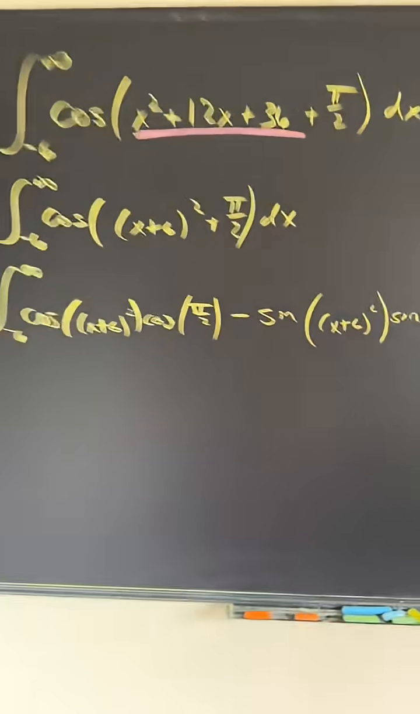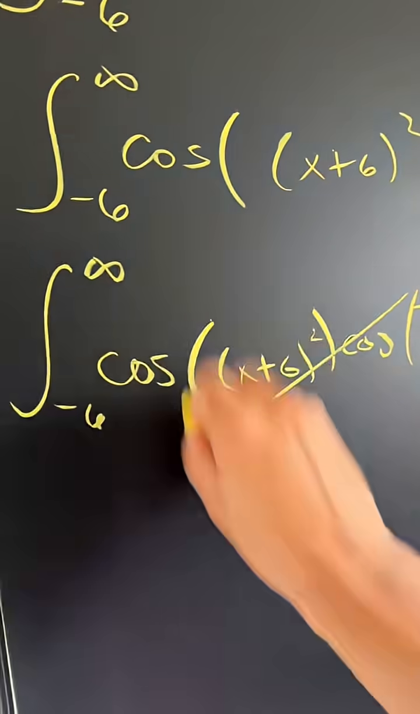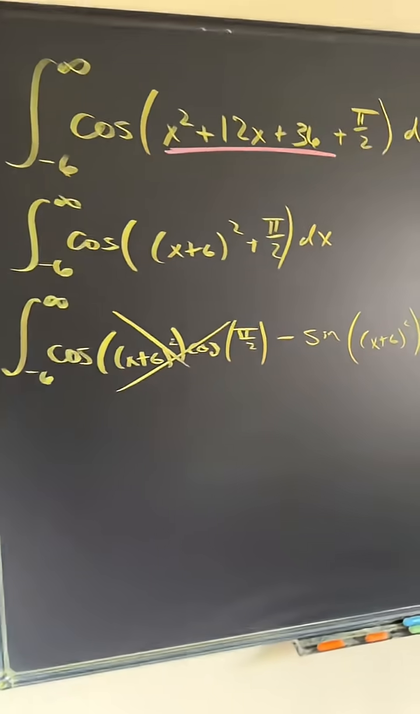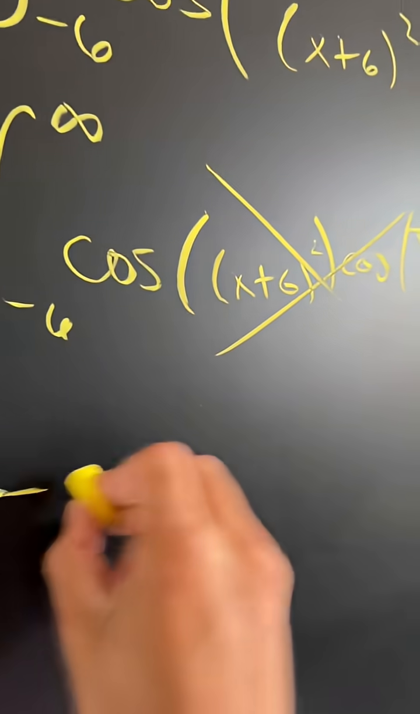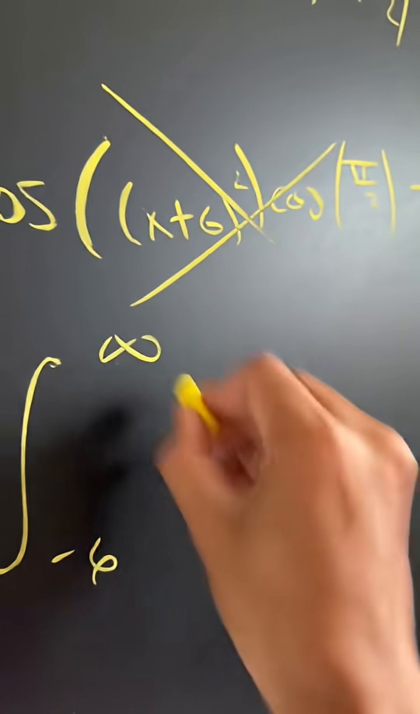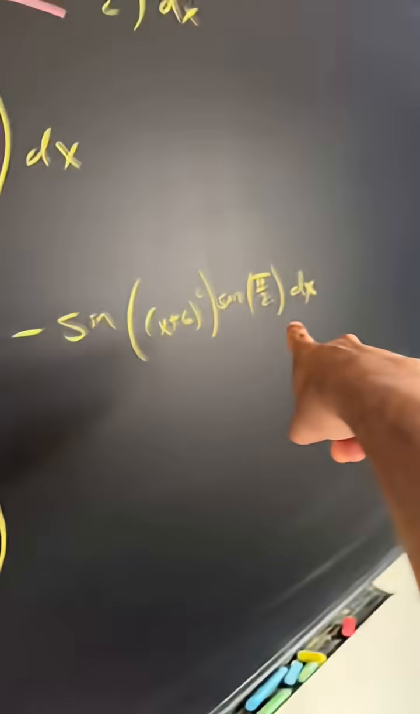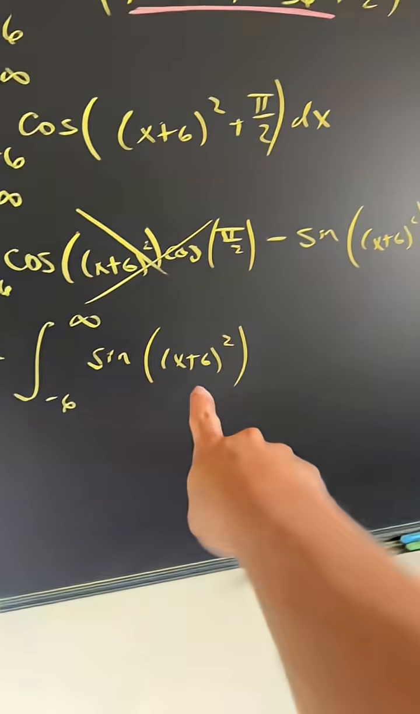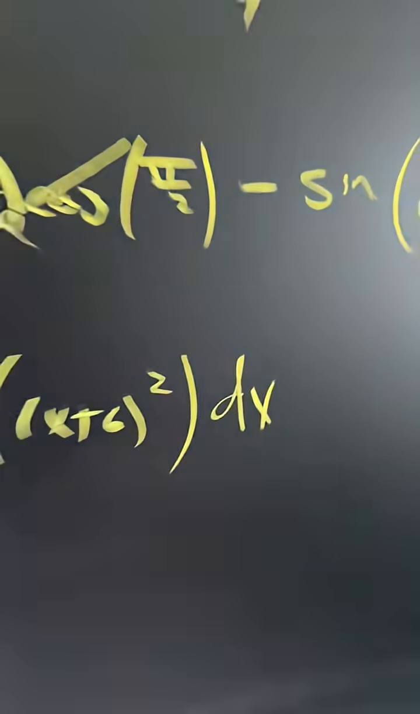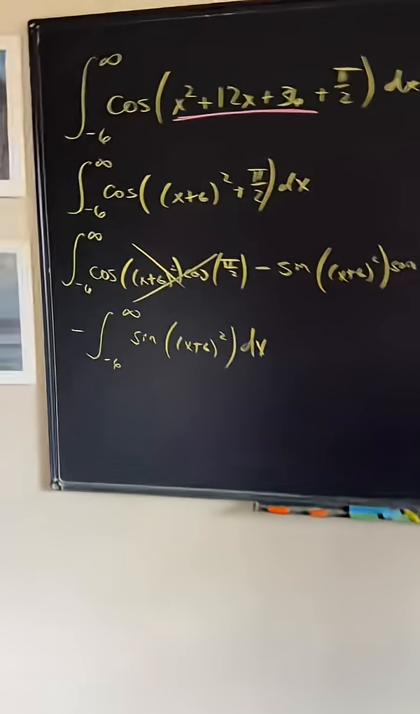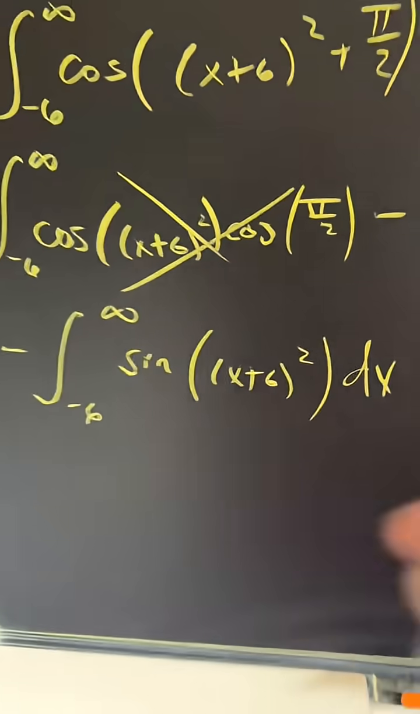All right, so let's talk about this. Cosine of pi over 2 is going to be 0, so this is going to cancel out. This is going to give us a nice integral that's simply going to be negative integral from -6 to infinity of sine of (x plus 6) squared, and then sine of pi over 2 is simply 1, so we just have this right here, giving us our dx. Okay. We can easily solve this, but first we're going to go ahead and do a u substitution.